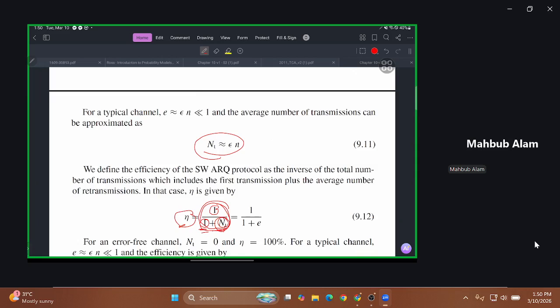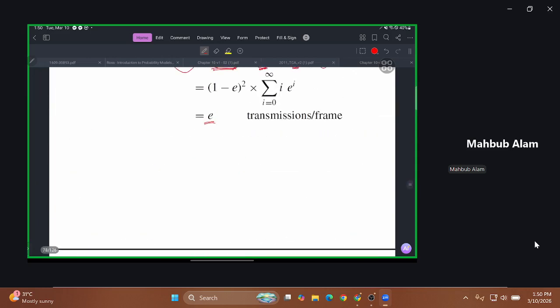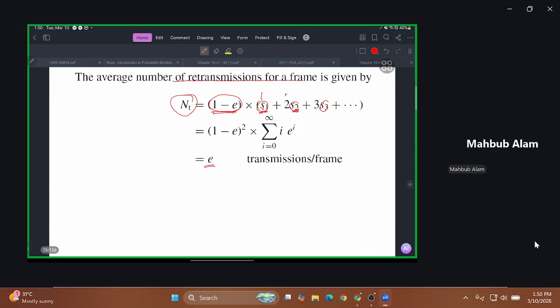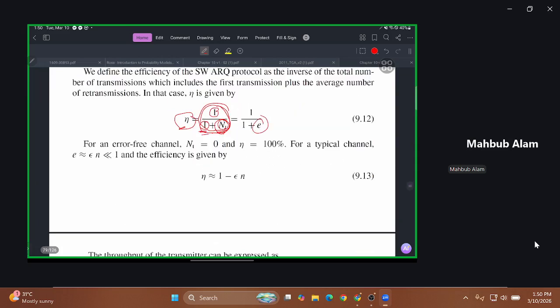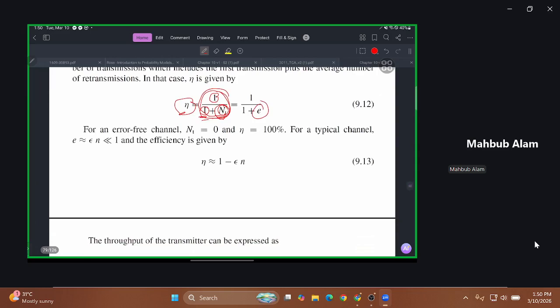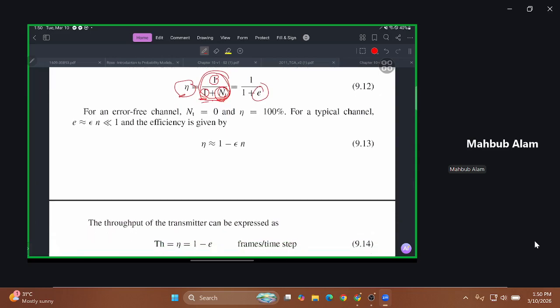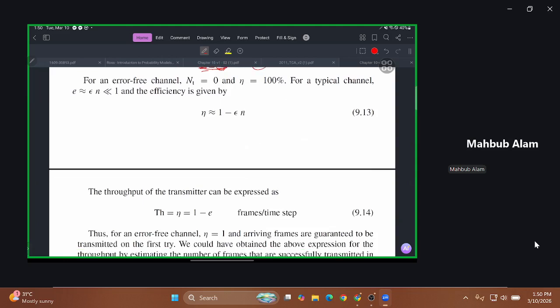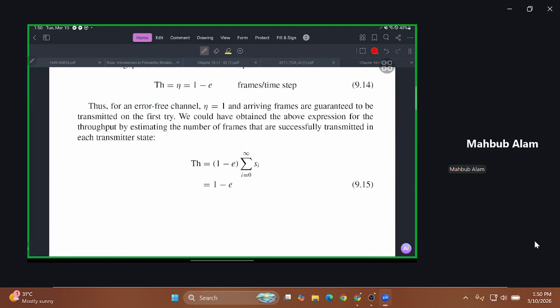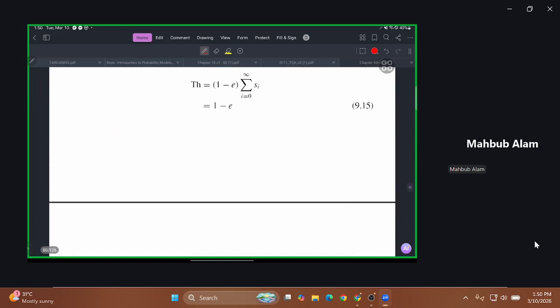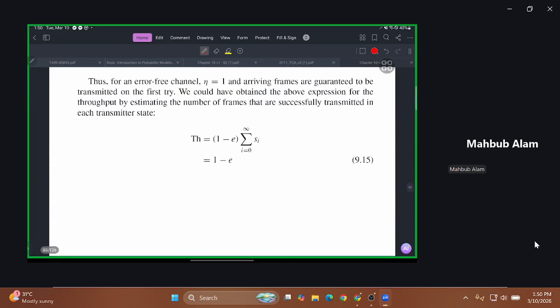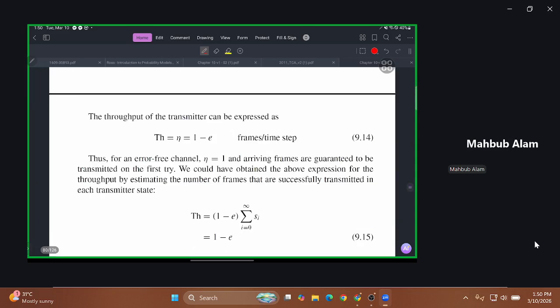So when N_T is 0, efficiency is 100%. And as we have seen, for this one, N_T has the value E. So we can calculate the efficiency, and also we can calculate the throughput. Similarly, the throughput of the transmitter can be expressed through its efficiency.